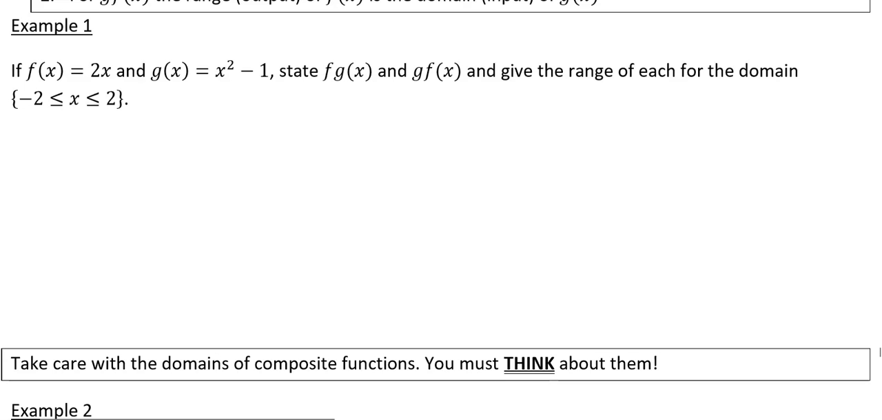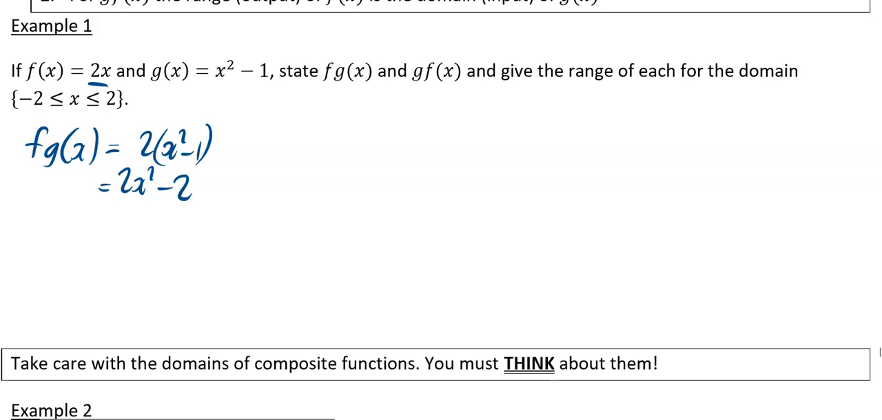So if we do this, first of all, just write down f g of x equals. This means, remember, you're doing your g first. So there's your g, write down your g, and then you're doing f to it. So what is f doing? It's multiplying the thing by 2. So that all just gets multiplied by 2, which I'll write out as 2x squared minus 2.